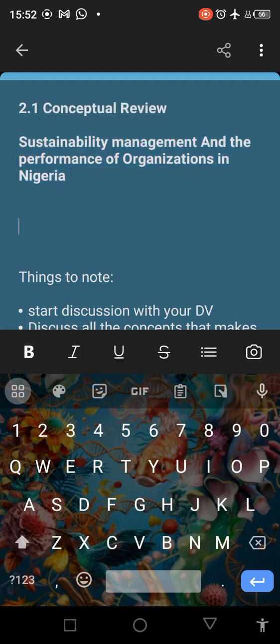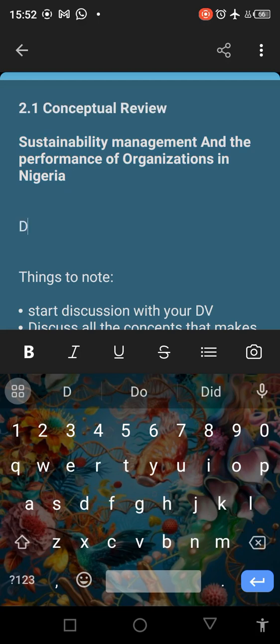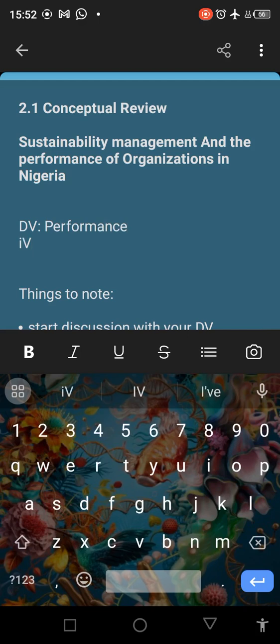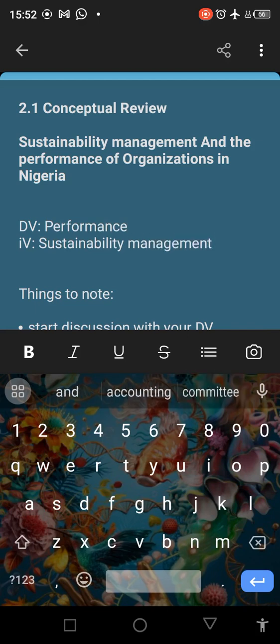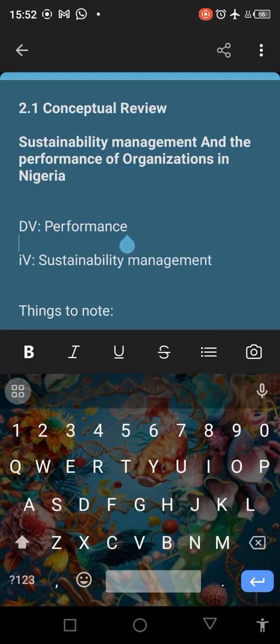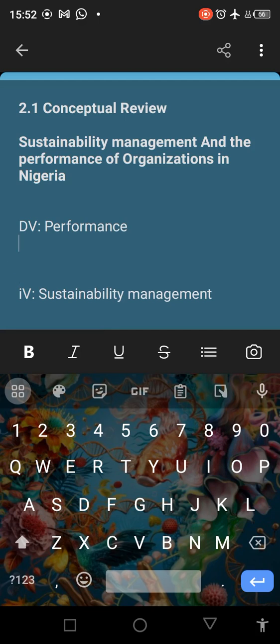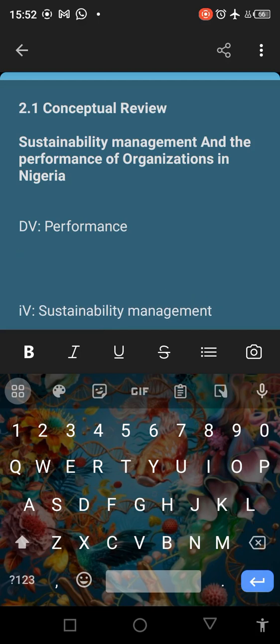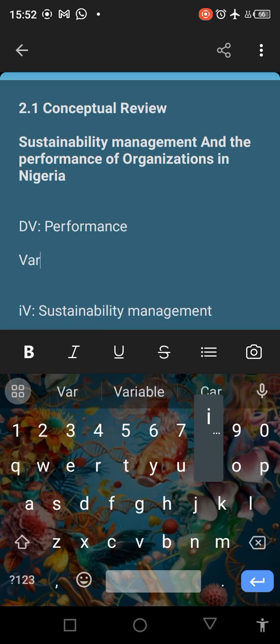Now from here, it's easy for me to understand that my dependent variable is performance and my independent variable is sustainability management. Let's leave it at management. Remember, our variables of measurement under each variable are different, right?